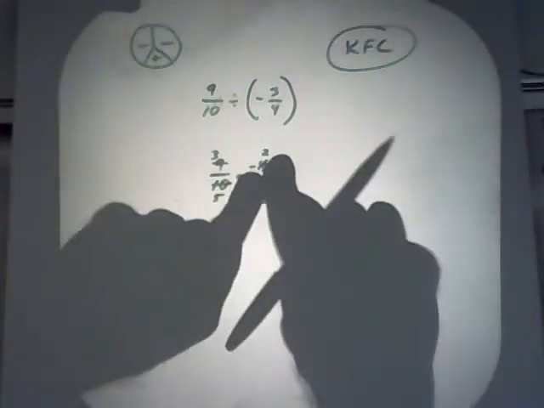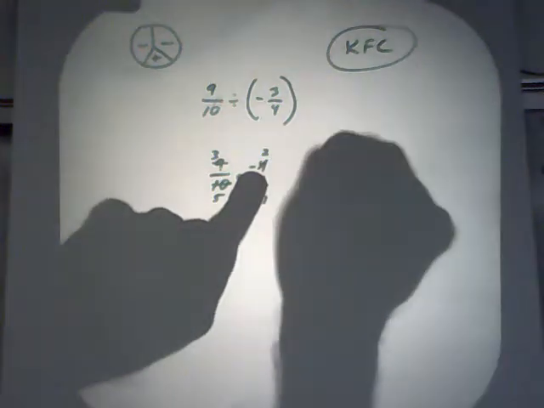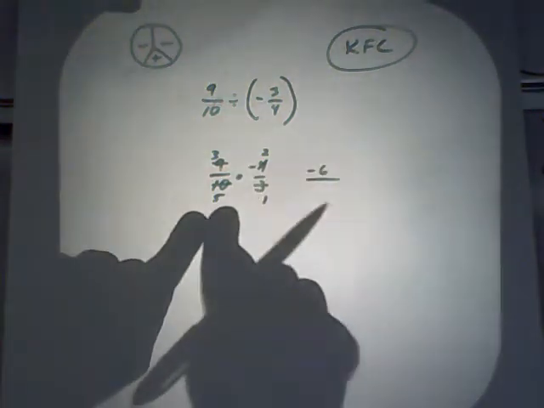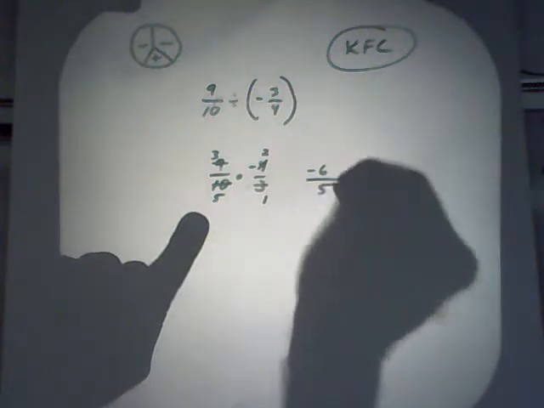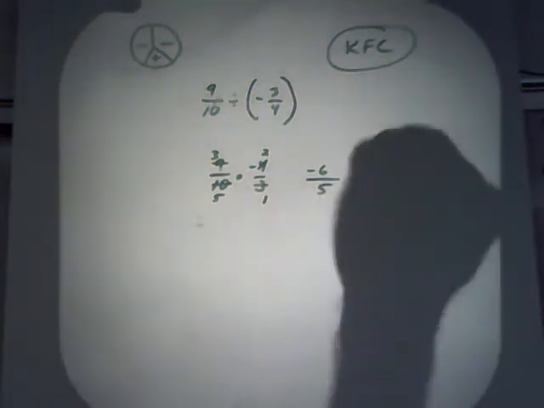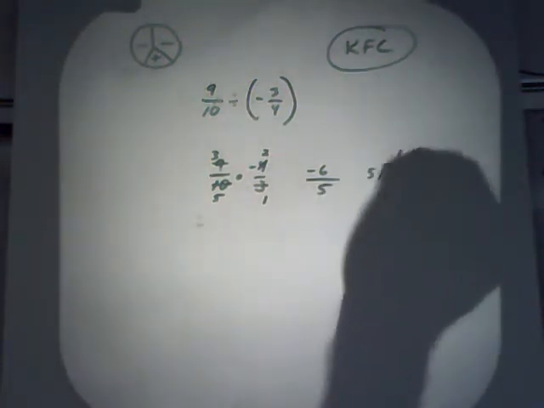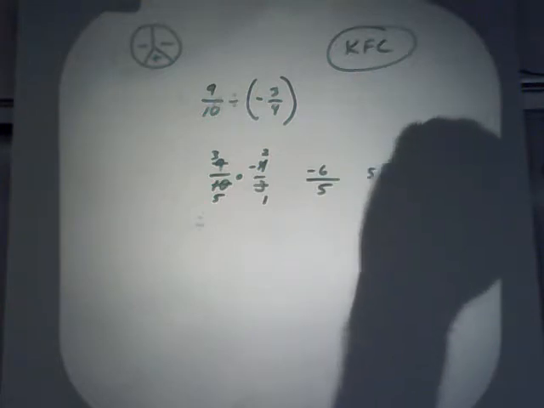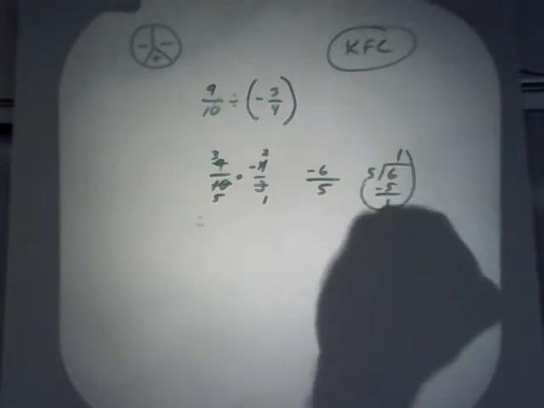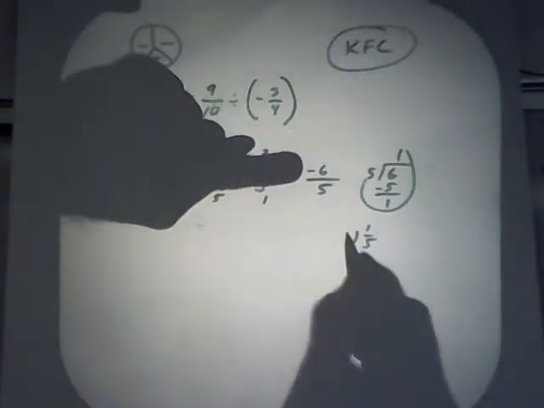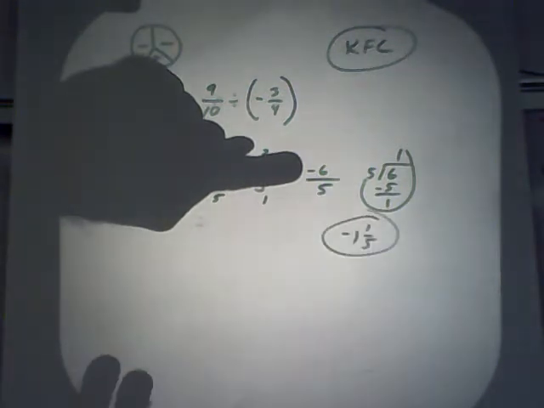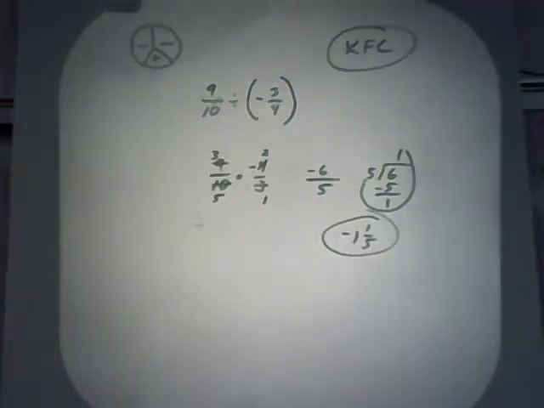What's 3 times negative 2? Negative 6. What's 5 times 1? 5. Can I leave it like that? No. Goes in once. And I got 1 and 1/5. And since it was negative when I started, it better be negative when I finish. Keep, flip, change.